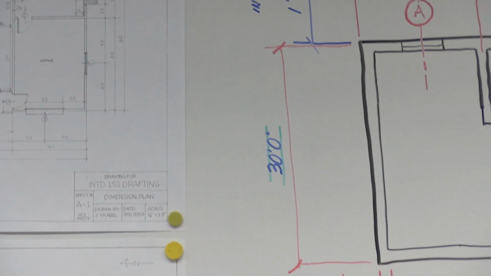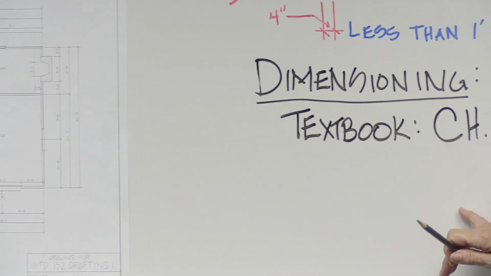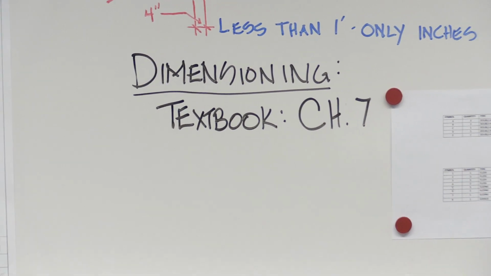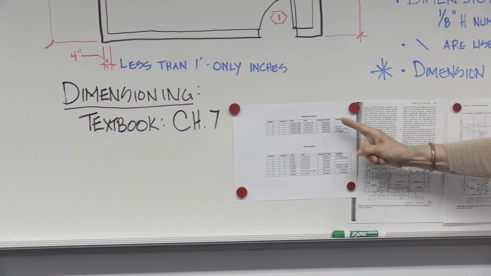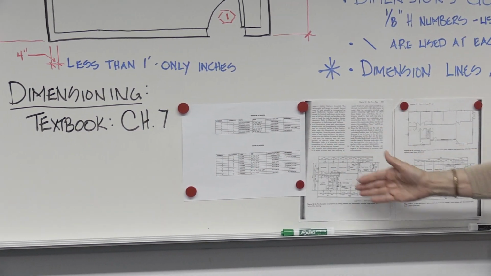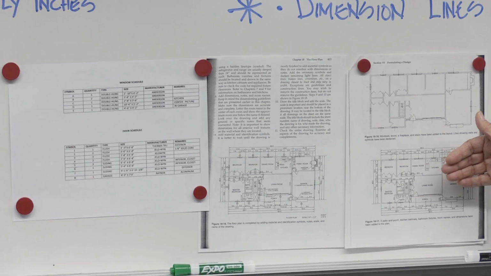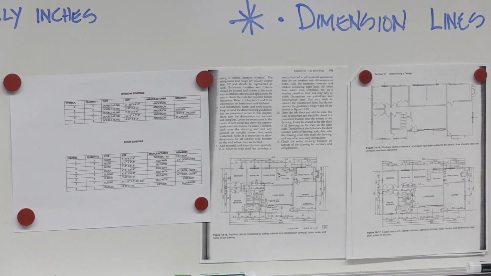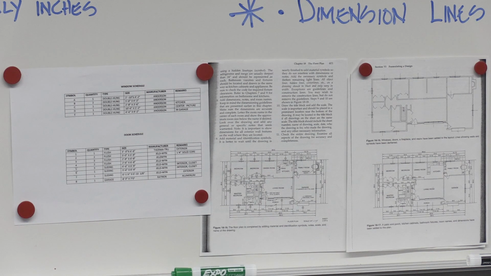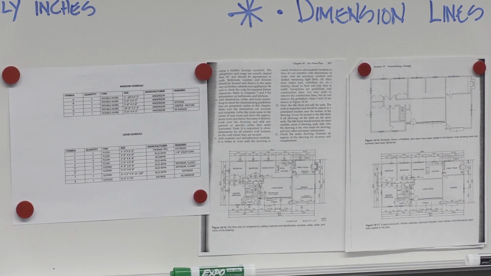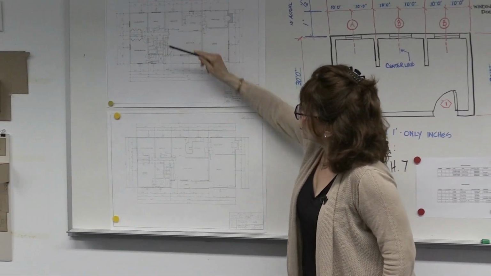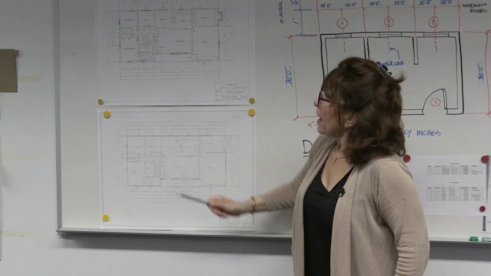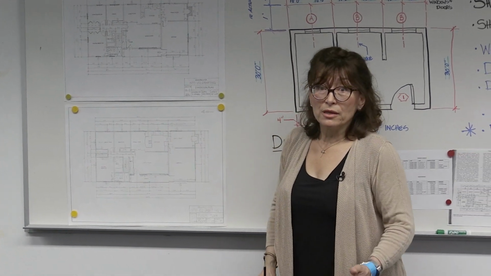I also wanted to remind you that in your textbook, Chapter 7 includes dimensioning. You also want to make sure as you're dimensioning, you have your window and your door schedule. You have your plans. These will be guidelines for you. And you want to make sure that for your stairs, you identify with an arrow the direction of the stairs and the number of risers that you have.